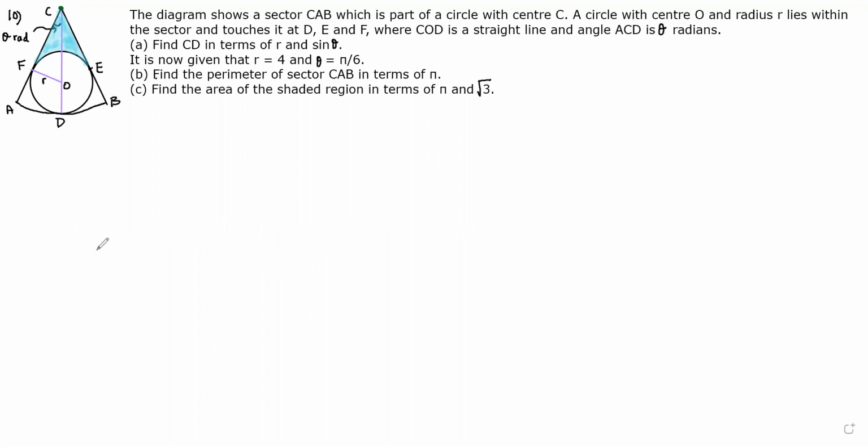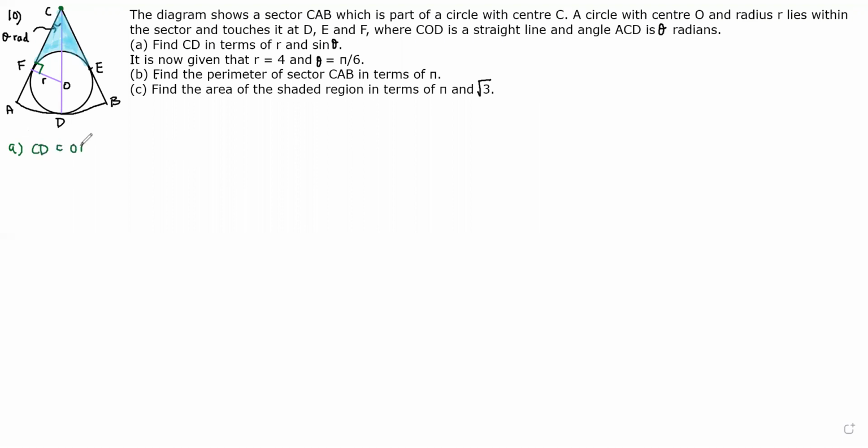Part A, find CD in terms of R and sine theta. Now let's look at this. CFO is a right triangle. This is the right angle, and this is angle theta. Part A, we need to find the length of CD in terms of R and sine theta.